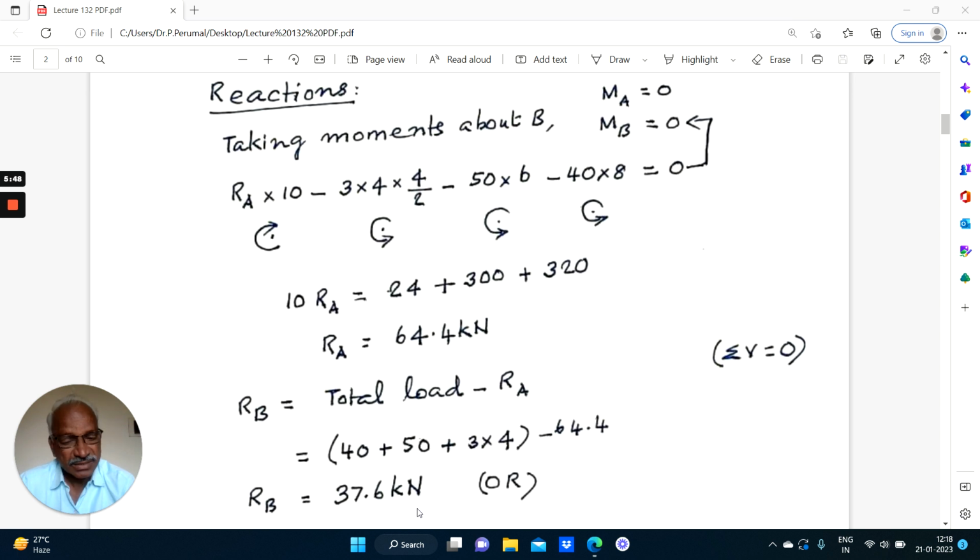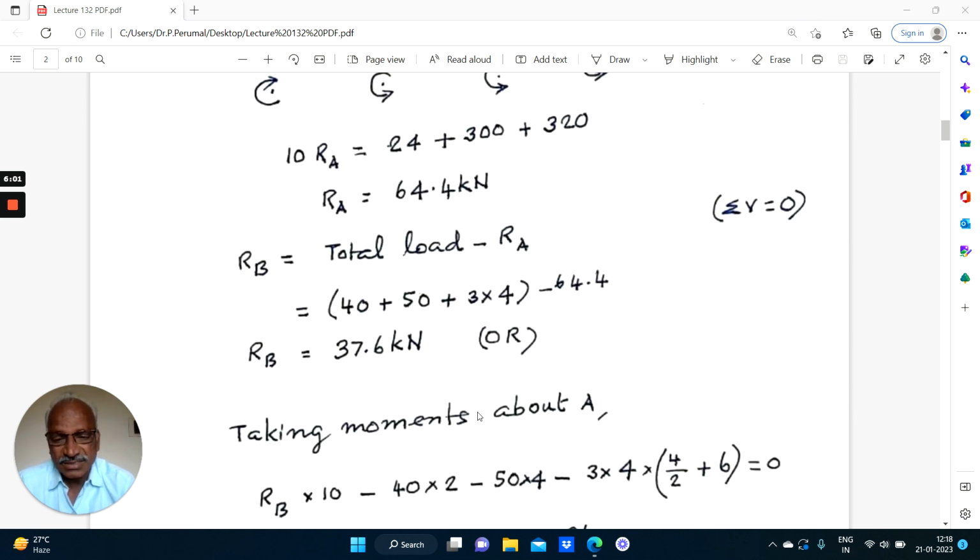As I told, this calculation will be correct if your RA is correct. So the second part of the calculation will not be necessary. However, for checking, I have given the alternate procedure also. The alternate procedure is not a must if your value of RA is correct.